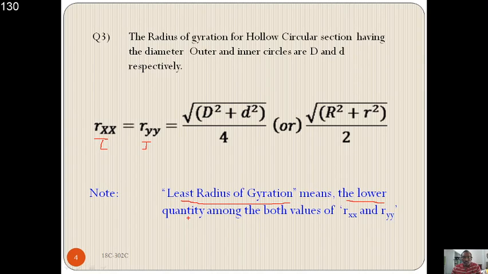So the lower quantity among both values of rxx and ryy is known as the least radius of gyration. So you have to take the lower value to mention as the least radius of gyration. It means the minimum value among both values. Least means minimum. So among rxx and ryy, which is the minimum? They are asking in some questions like this.